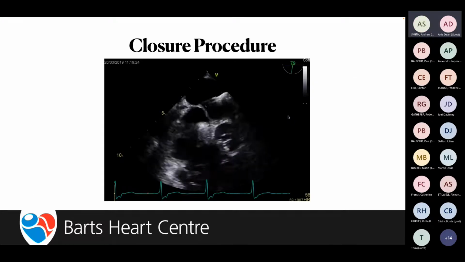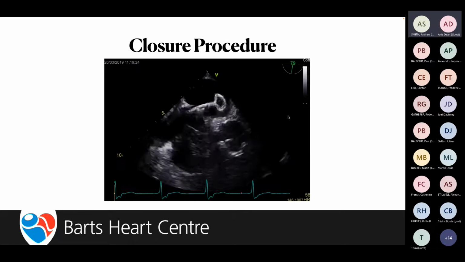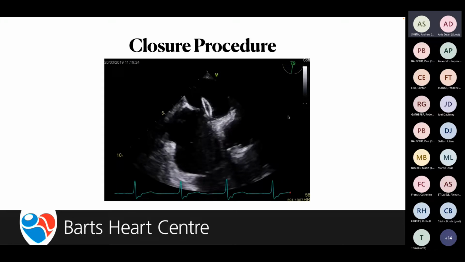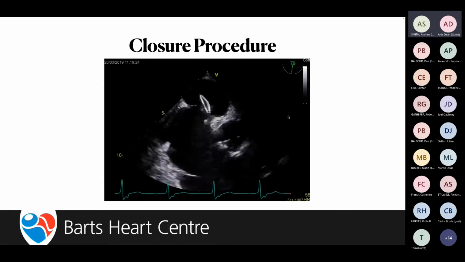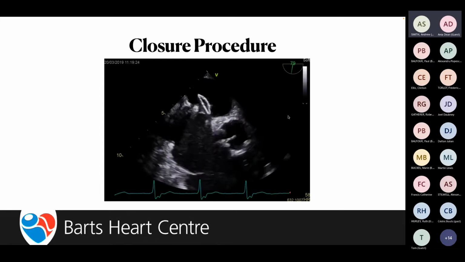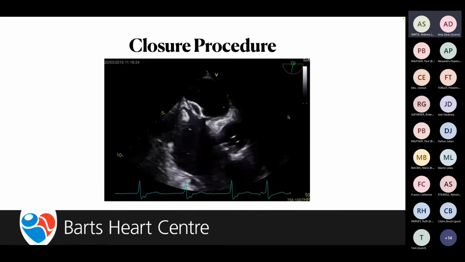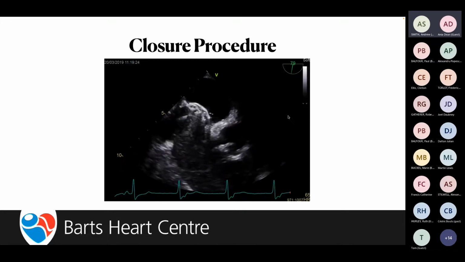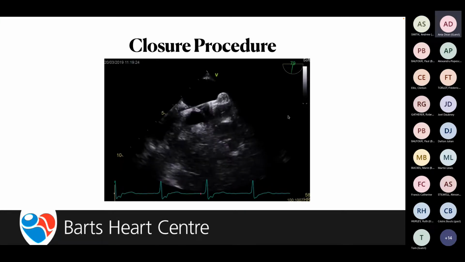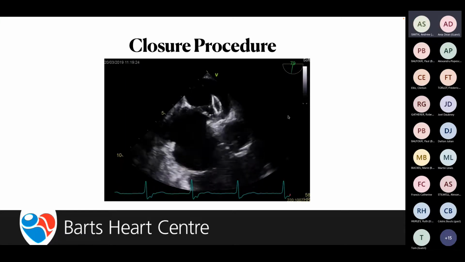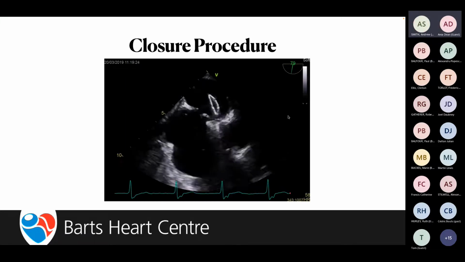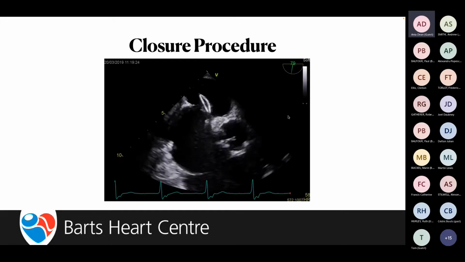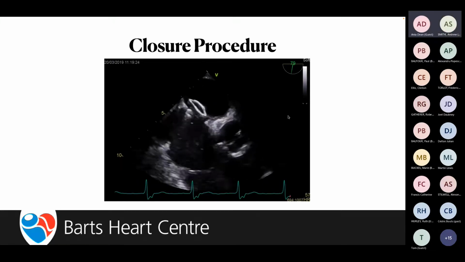This one will play. This is just a long loop of a device being deployed. So you can see that left atrial disc being put in the left atrium, everything's being pulled back to the atrial septum, and then the right atrial disc is being opened on the right atrium, and then that's the device in place. I'll let that play through once more. So left atrial disc, everything's being pulled back to the atrial septum, and then the right-sided disc.